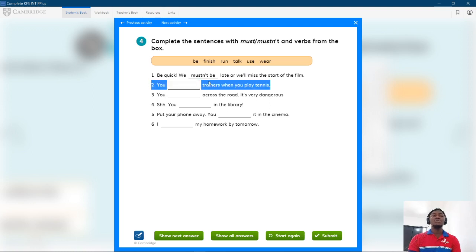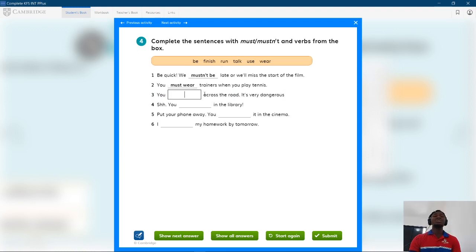Two: You trainers when you play tennis. The best verb here is wear. So you must wear trainers when you play tennis. It is very important. Three: You must or mustn't cross the road. It is very dangerous. So you mustn't. When it's dangerous, we generally don't do it. So you mustn't run across the road. It is very dangerous.